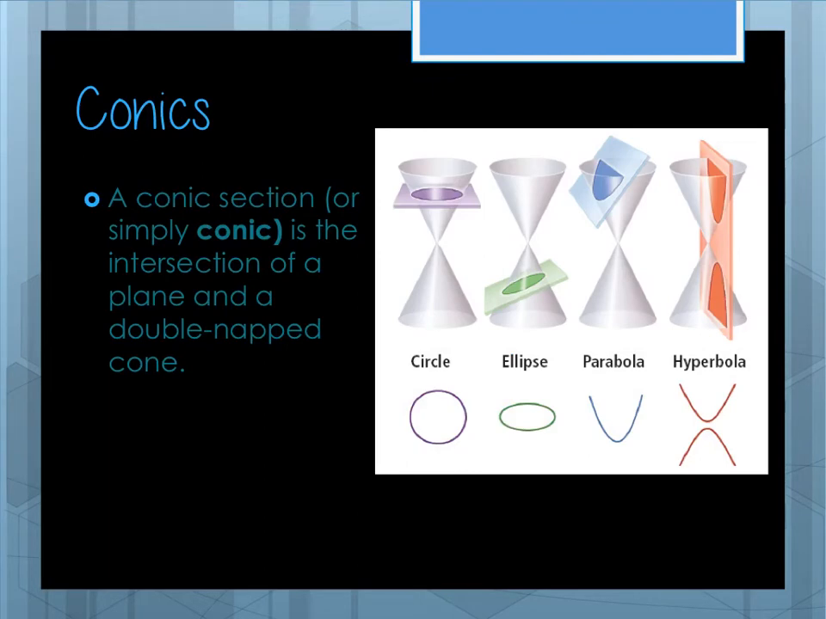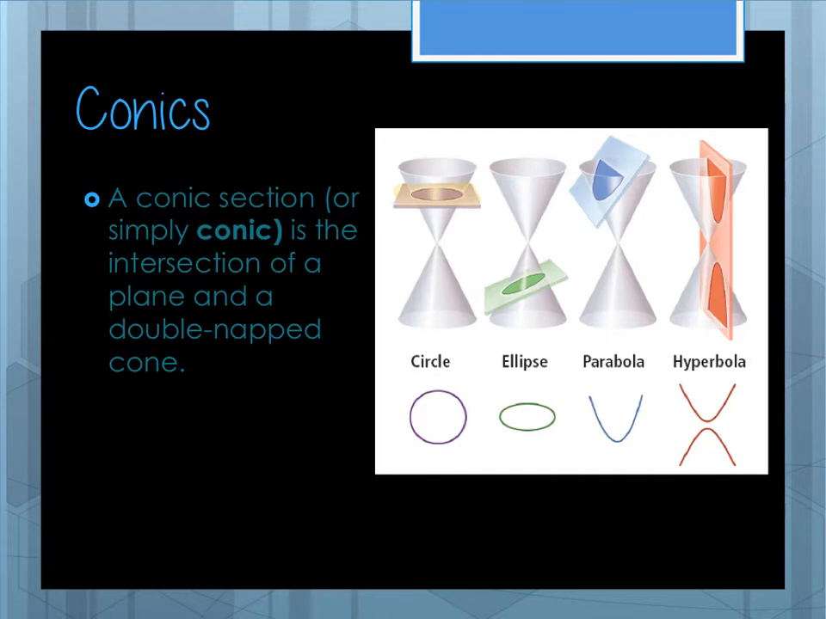So a conic is a section that's formed from the intersection of a plane and a double napped cone. This double napped cone is like an hourglass shaped figure. If you take a plane, rectangular or square shaped, and you slide it through the double napped cone in different ways, they form different kinds of conics. If I slide it through horizontally, then I get a circle. It's a perfectly shaped circle.